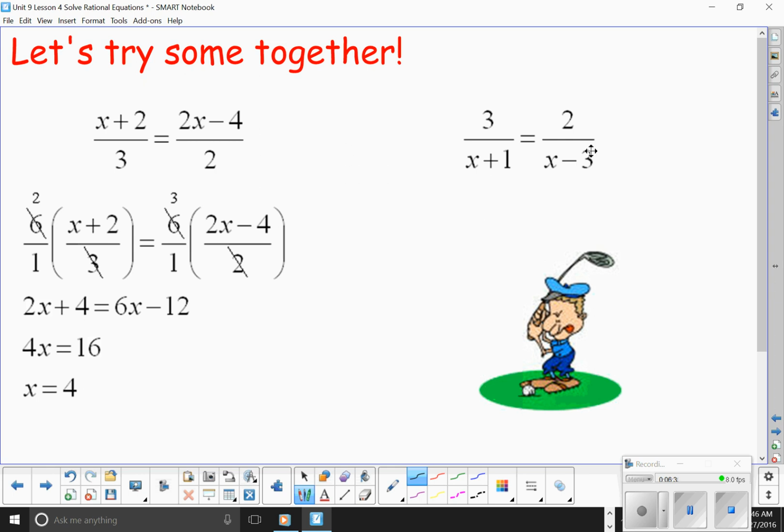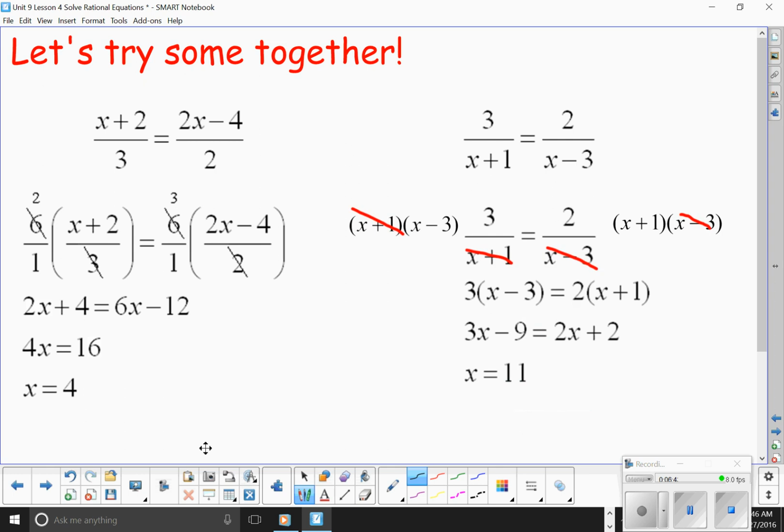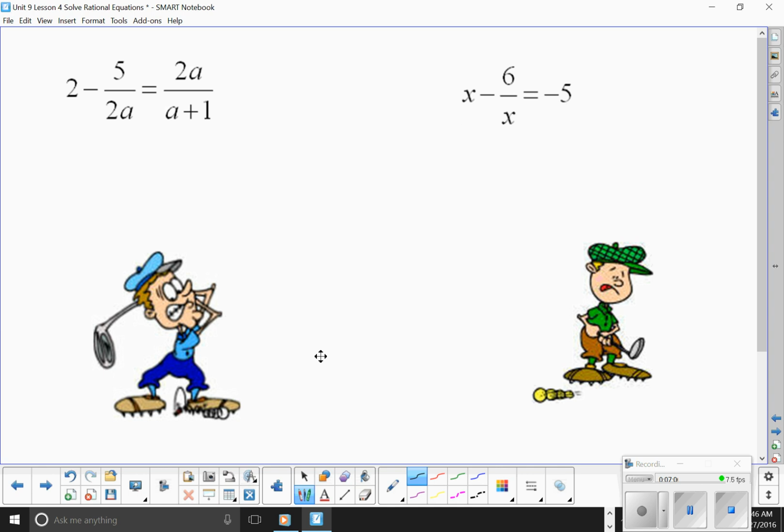We're good. Over here, again, you can simply cross multiply. You have a fraction equals a fraction. So cross multiplying works. And here, my restricted values, x does not equal negative 1, x does not equal 3. I don't have to worry about that, though. I got 11. Try these two. Now, these two are going to be a little bit harder. You can't just cross multiply.